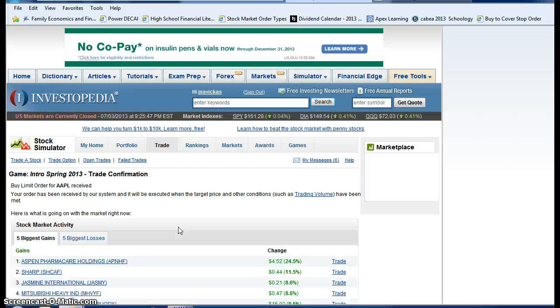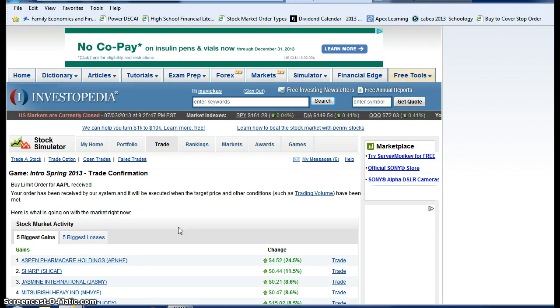And let's see, drum roll, and here we go. The order has been put in. And it tells me the buy limit order for Apple was received. And that's really how simple it is to buy stock. You just need the symbol, the shares, and the type of order that you want executed.